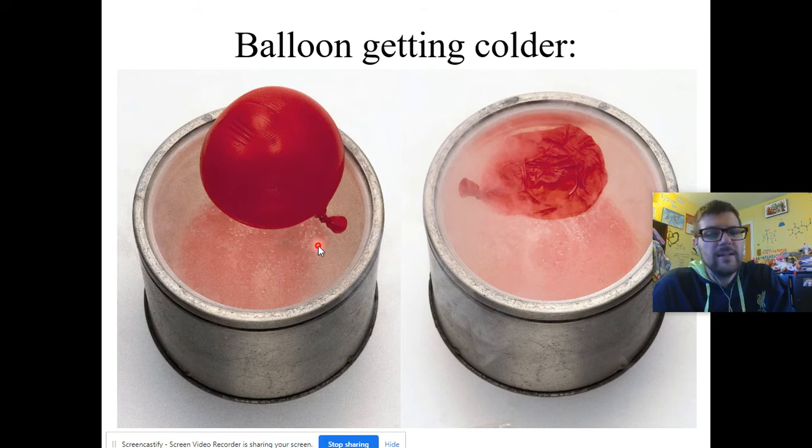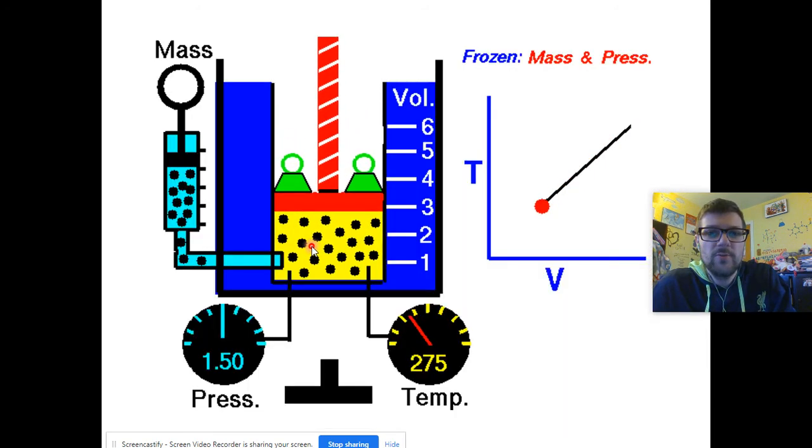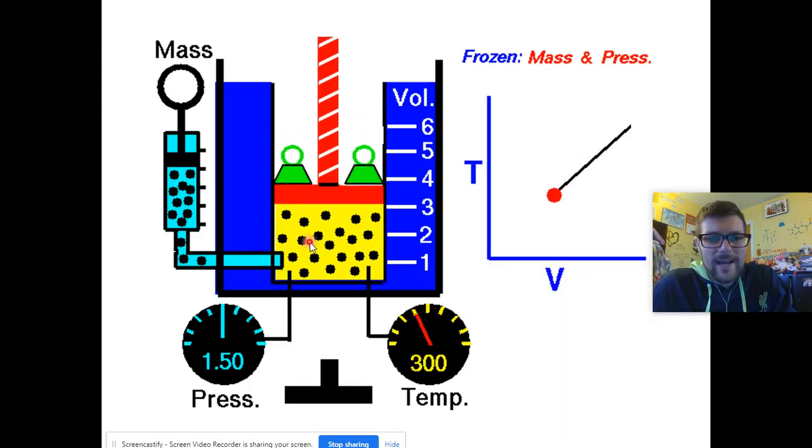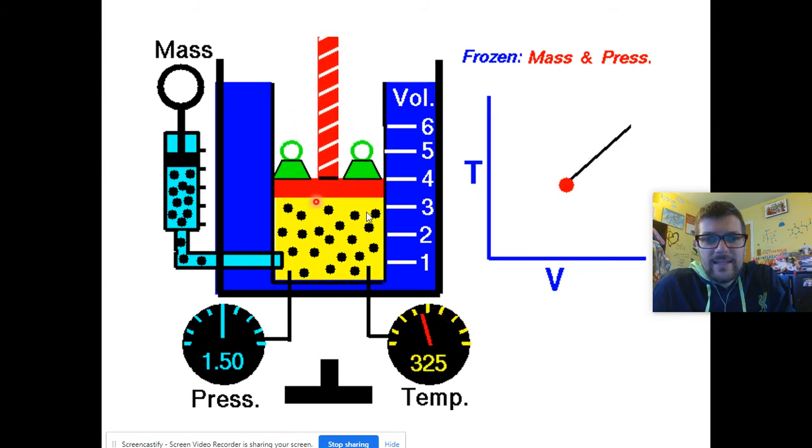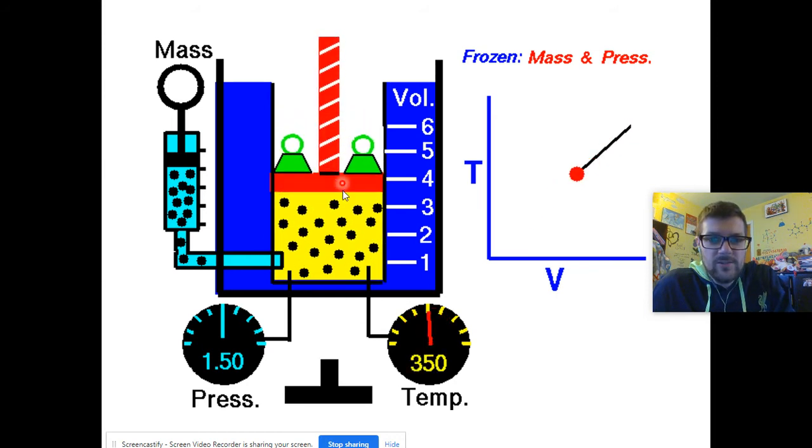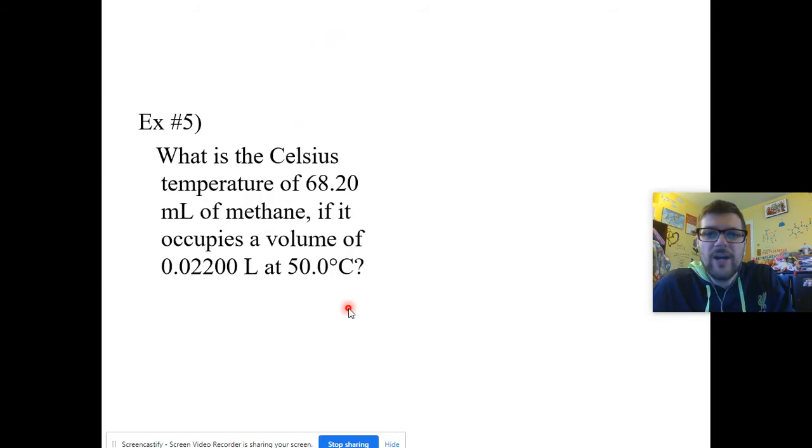You might think, oh no, I got a leaky one, but the reality is it's just cold outside and the gas is taking up less space. If you take those balloons back into your nice warm house, they're going to blow right back up to their normal size. One more little diagram, same general idea. Heat the gas and its volume expands, cool the gas and its volume contracts.